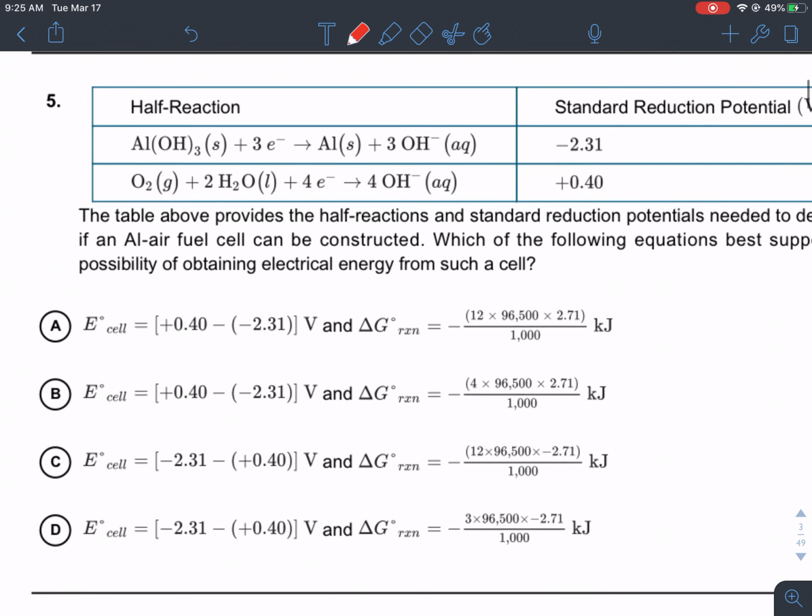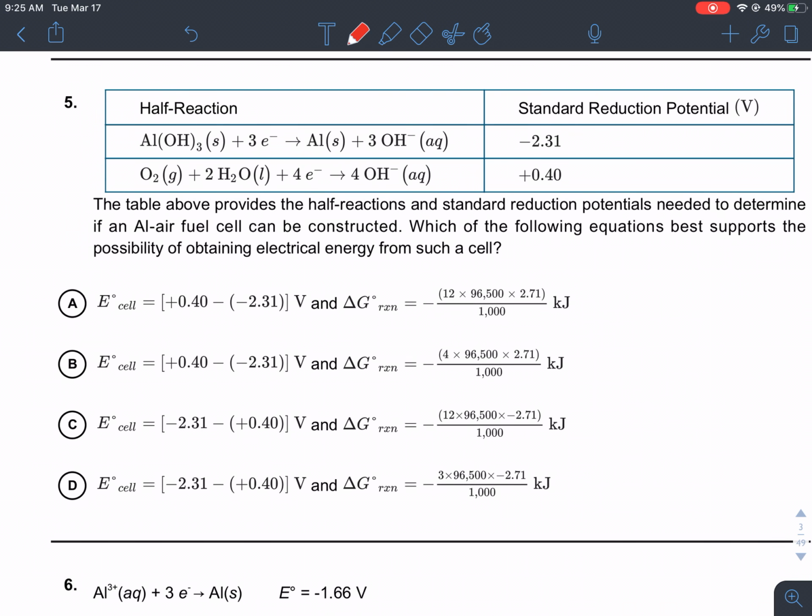Okay, now whenever the test gives you standard reduction potentials, these are reduction potentials. In other words, this is a reduction reaction. This is a reduction reaction. It doesn't mean that they're both reducing. It means one of them is oxidizing. We just got to figure out which one. Now, let's say this. The table above provides half reactions and standard potentials needed to determine if an Al air fuel cell can be constructed. Which of the following equations best supports the possibility of obtaining electrical energy from such a cell? Okay, so if you have, all right, okay.